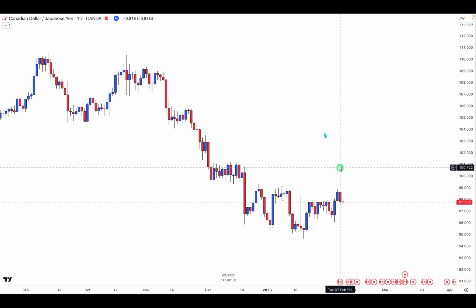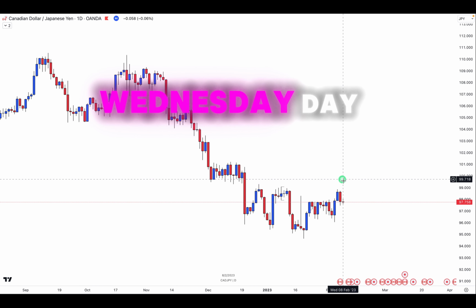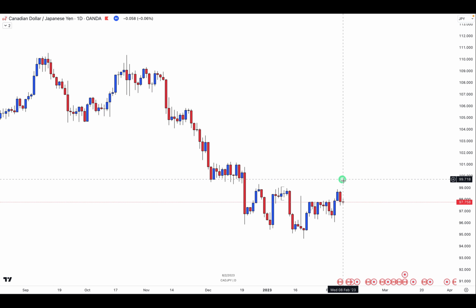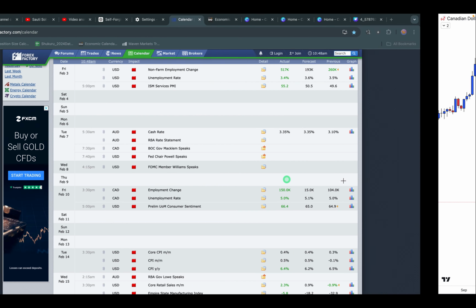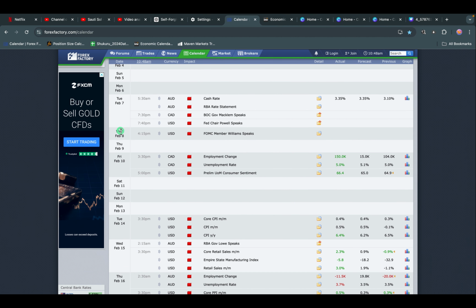And you can see here, this candle closed bearish, so it automatically invalidates our Wednesday, so we'll not be trading on Wednesday. Let's check the calendar to see which day actually is profitable to trade. You can see from here, not profitable but a valid day to trade. So from here you can see Tuesday 9th is actually valid.